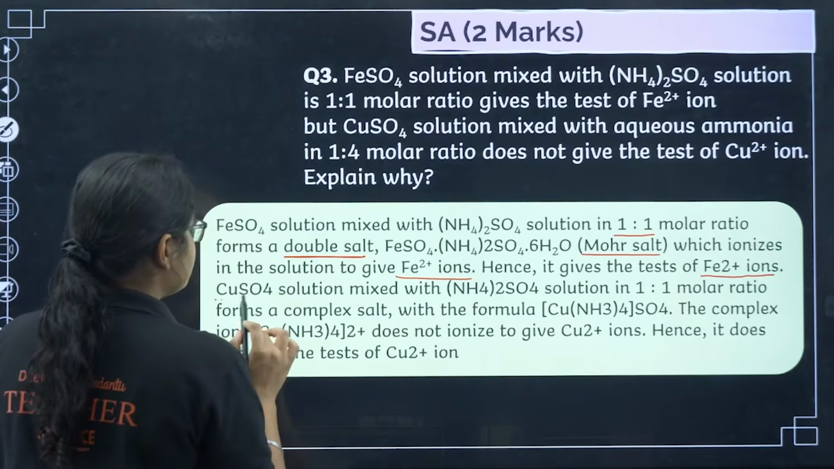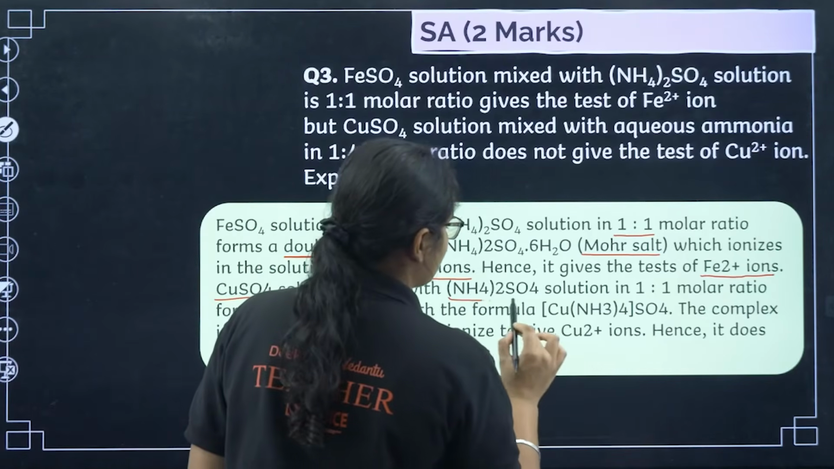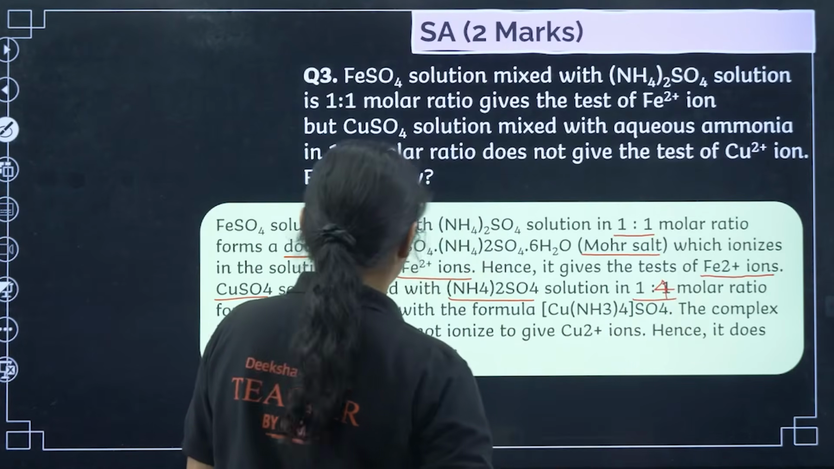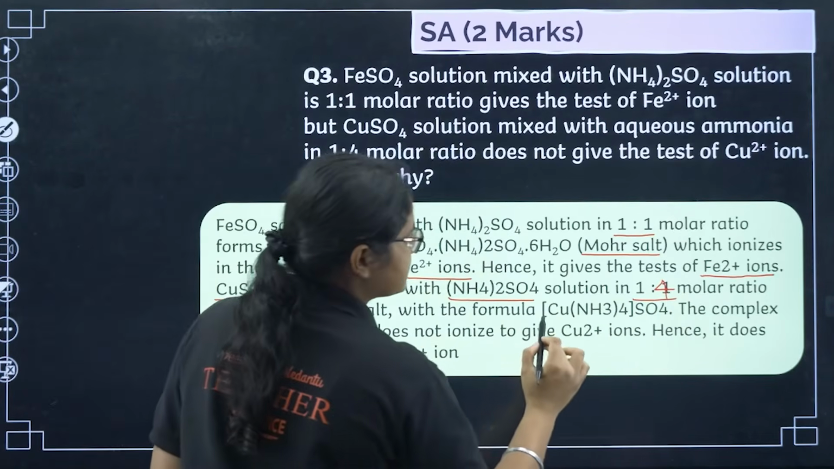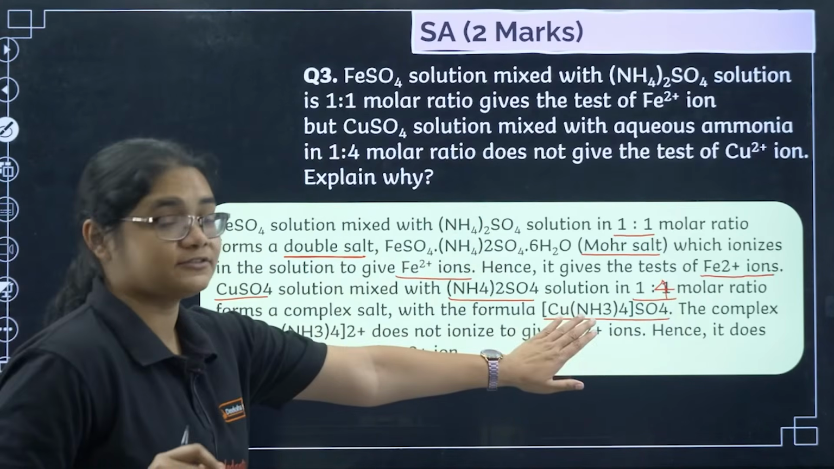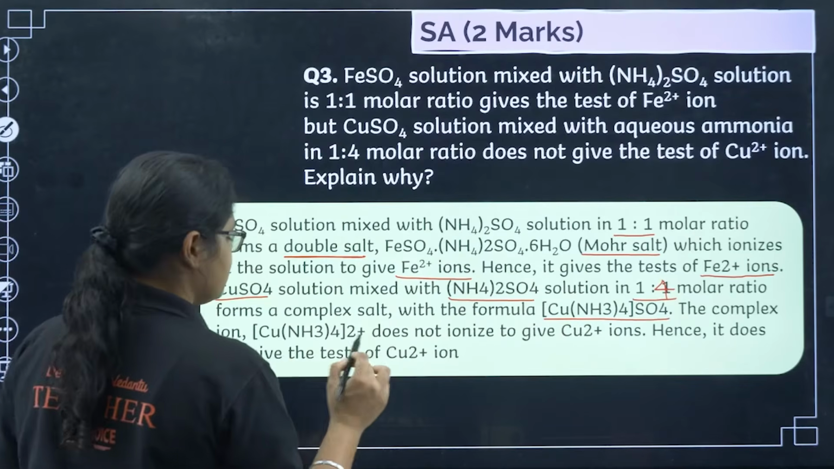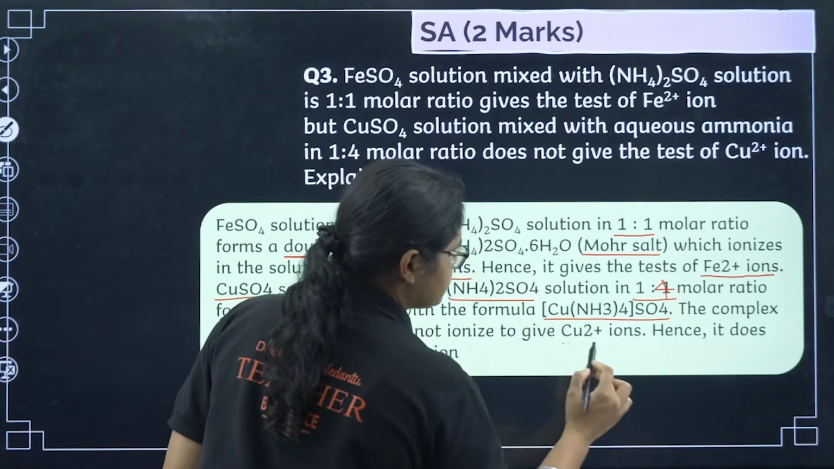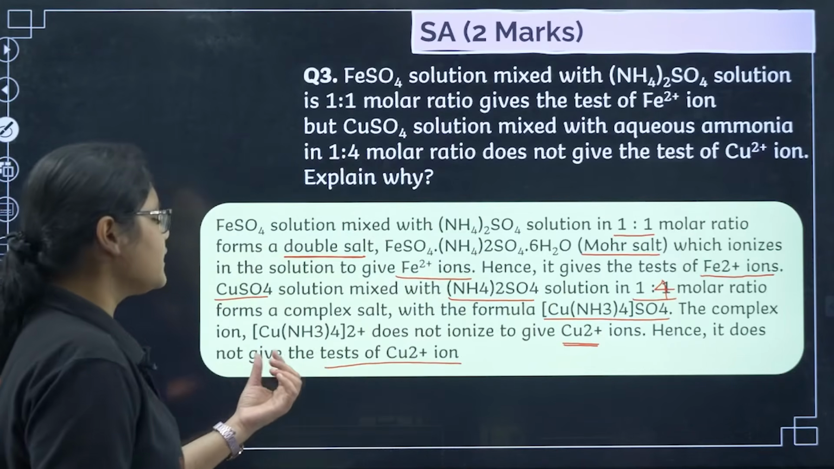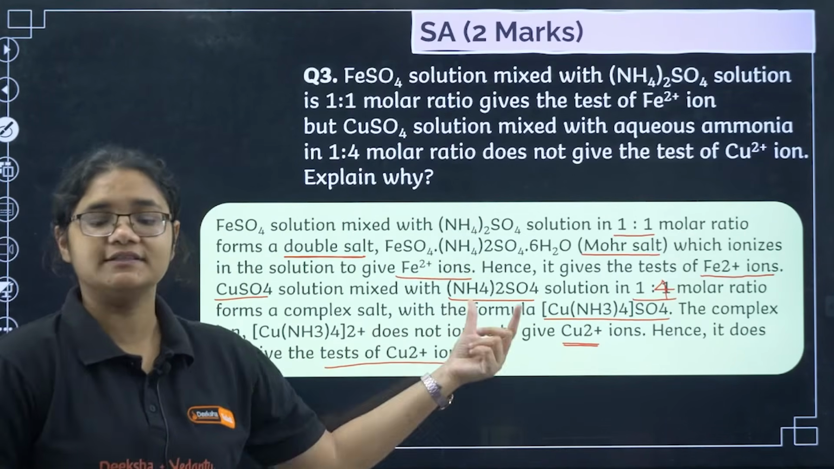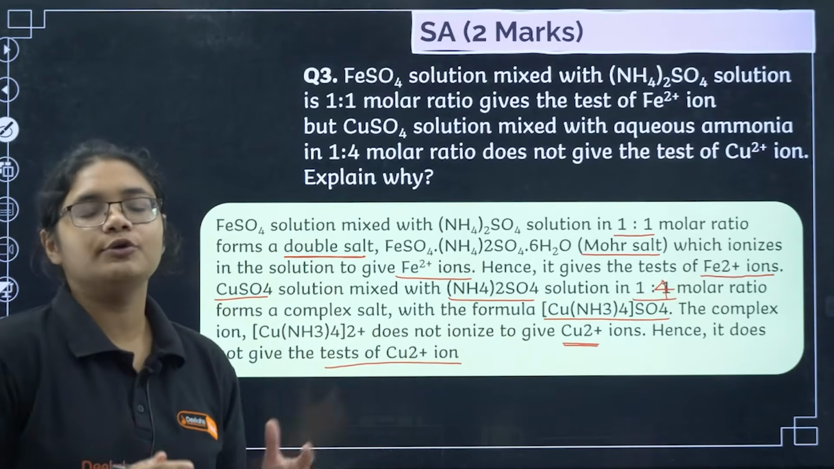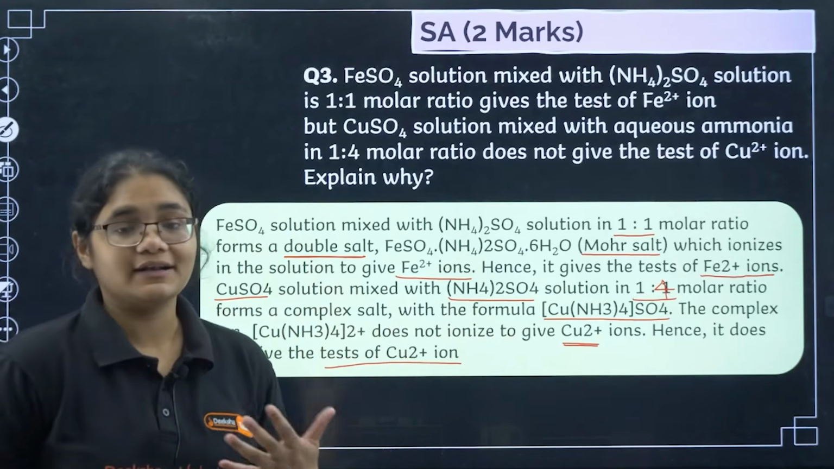Next, copper sulfate solution mixed with (NH4)2SO4 solution in 1:4 molar ratio forms a complex. The complex formed is [Cu(NH3)4]SO4. Now the complex will not ionize to give you Cu2+ ion, hence it does not give the test of Cu2+ ion, because the second one forms a complex. There are no free Cu2+ ions, so you cannot get the test of copper 2+ ions.